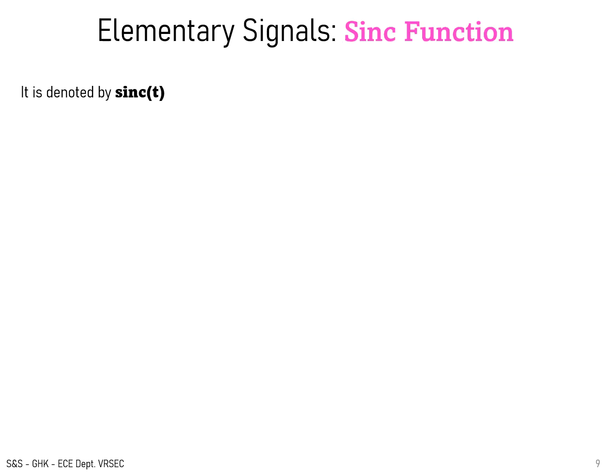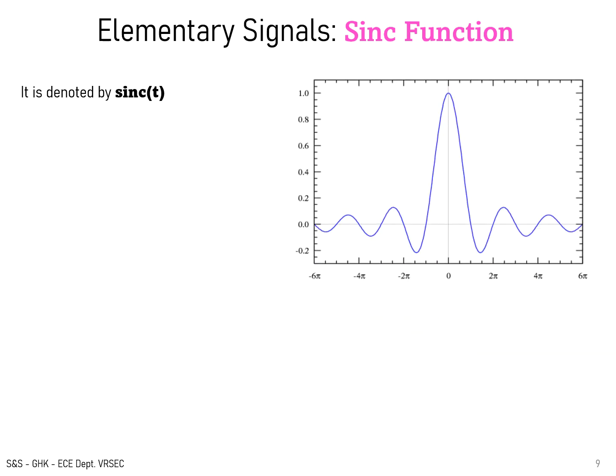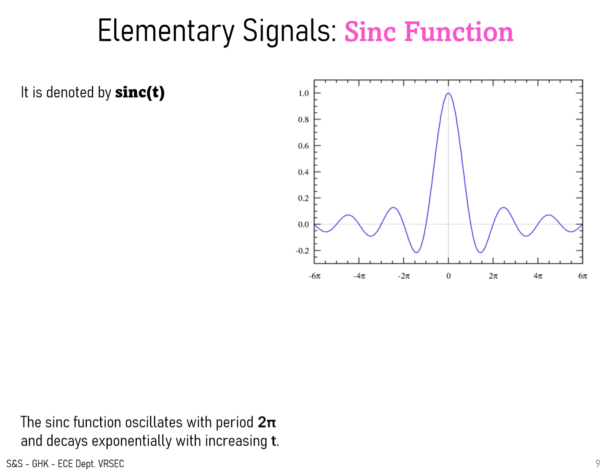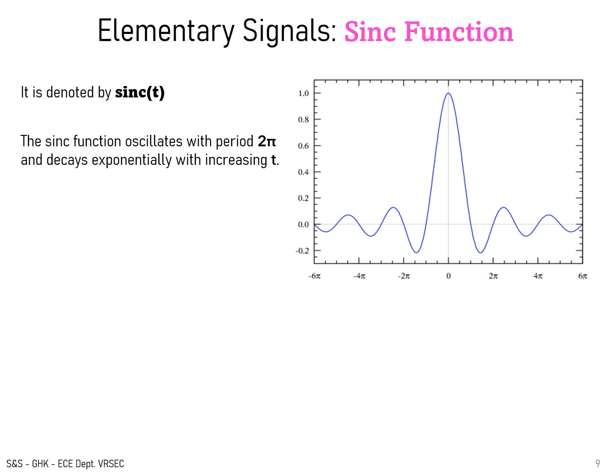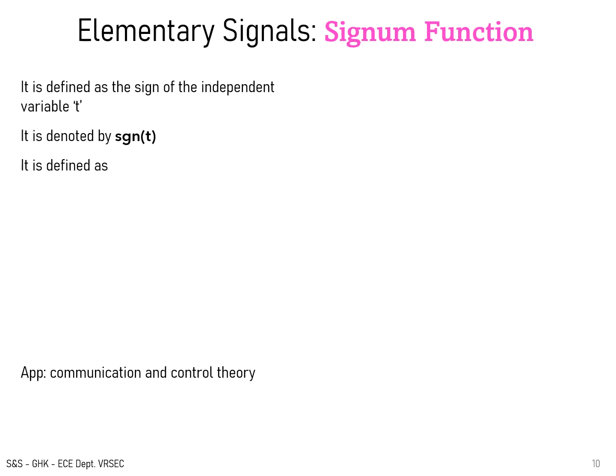Sinc function, it is denoted by sinc of t. Here this sinc function oscillates with a period of 2 pi and decays with increasing t. The functional representation of this sinc function is sinc of t equals sin t by t, where t ranges from minus infinity to plus infinity. It is an even function of t.